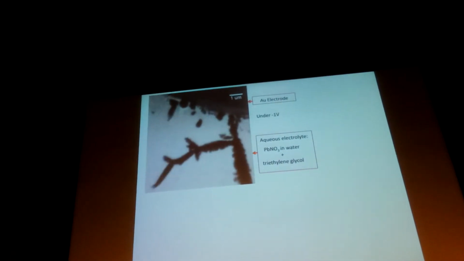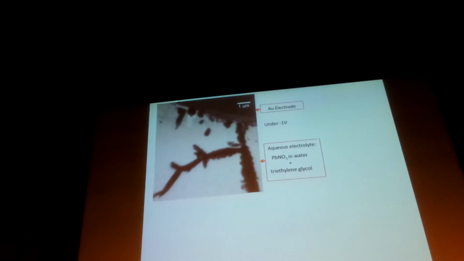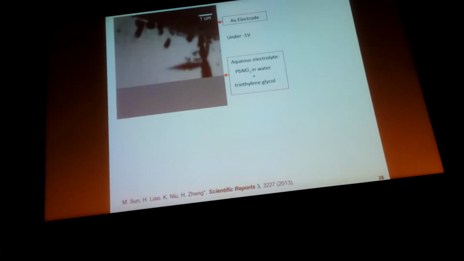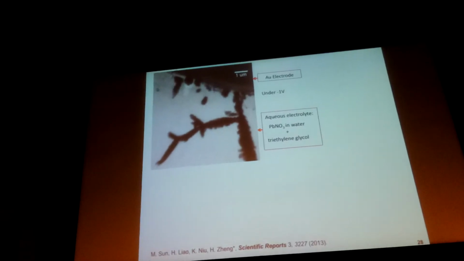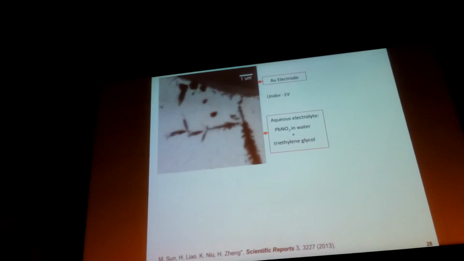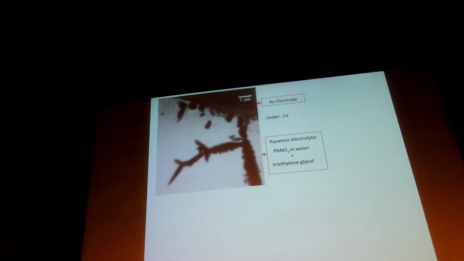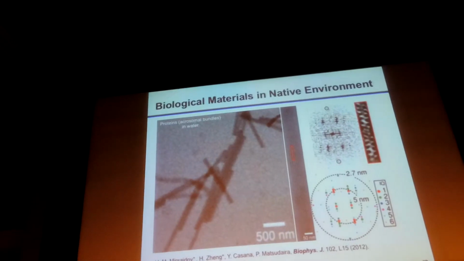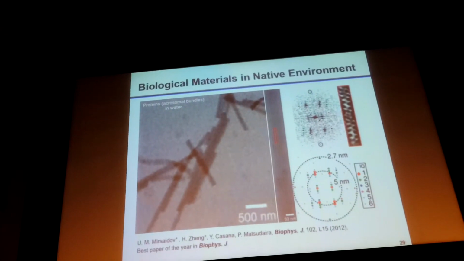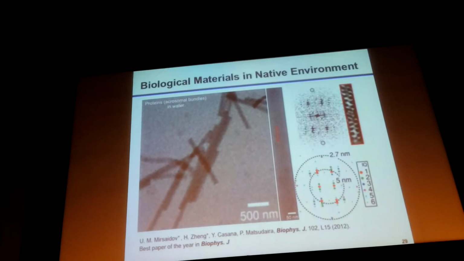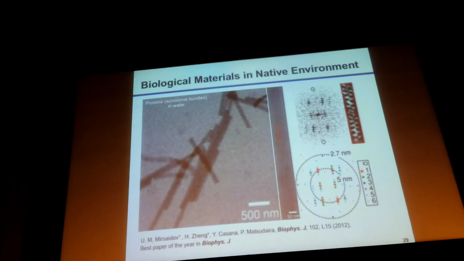As we're all familiar with the problem, as your cell phone ages, the battery does not take a charge as well. Here is an example. We can image the formation of dendrites during charge and discharge. This damages the battery. If we understand them better, we can make better batteries. Using the liquid cell, we can also image biological materials in natural water environment.